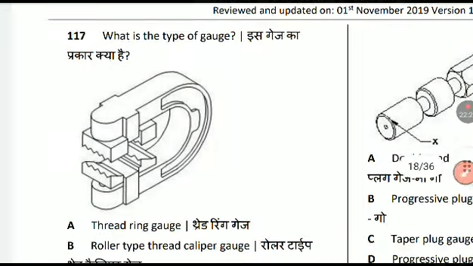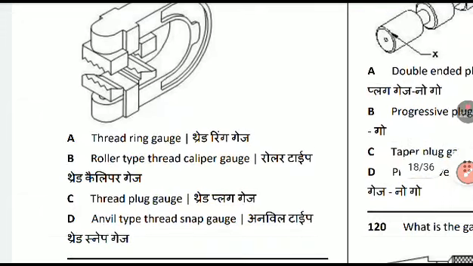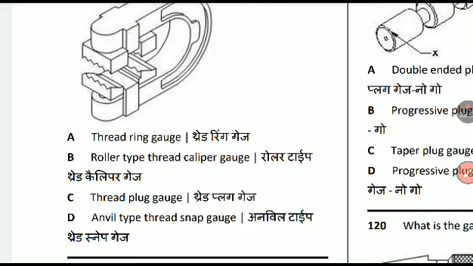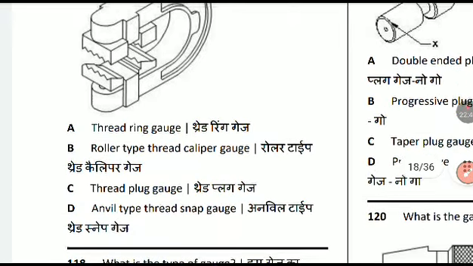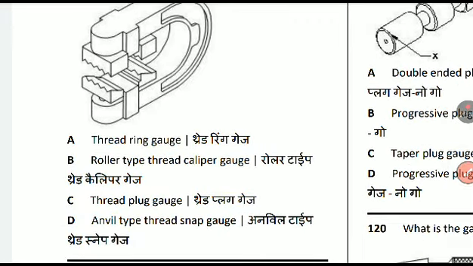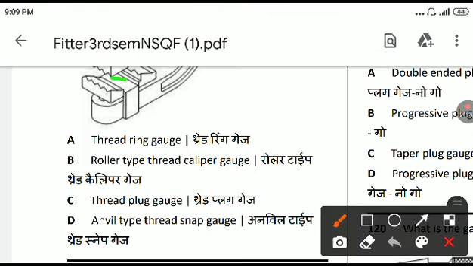What is the type of gauge? Thread ring gauge, roller type thread caliper gauge, thread plug gauge, anvil type thread snap gauge. Option D, anvil type thread snap gauge.